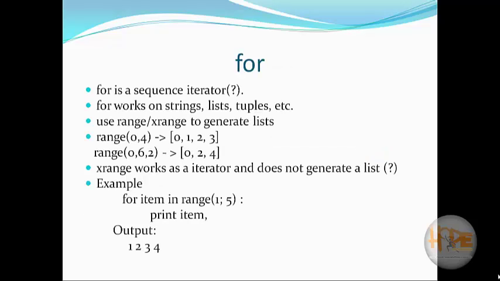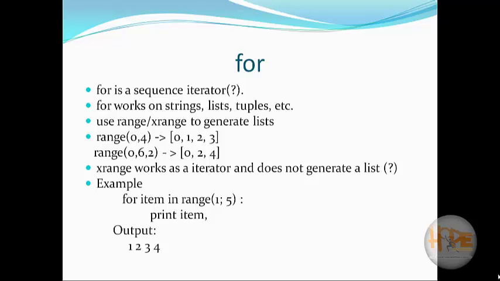Now we see the for loop. For is a sequence iterator. For works on string, list, tuples and many more. Use range or xrange to generate a list. Range 0 to 4 means 0, 1, 2 and 3. Range 0, 6 and 2 means in between 0 to 6 with increment by 2, so 0, 2 and 4. Xrange works as an iterator and does not generate a list.